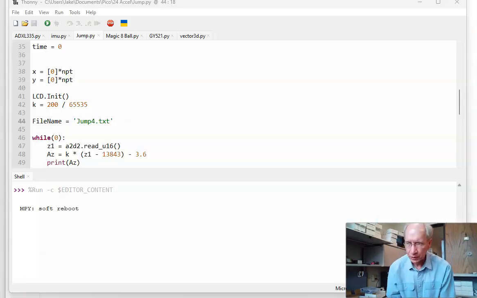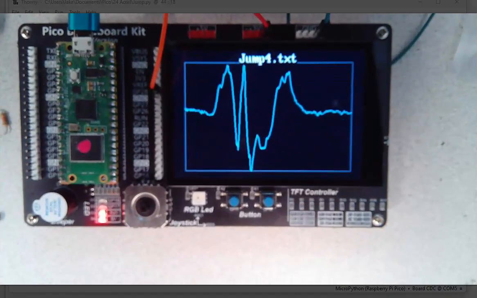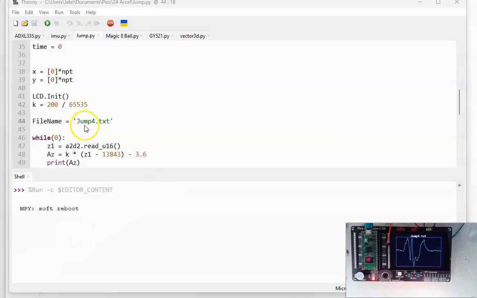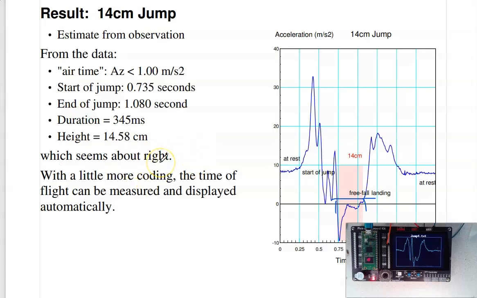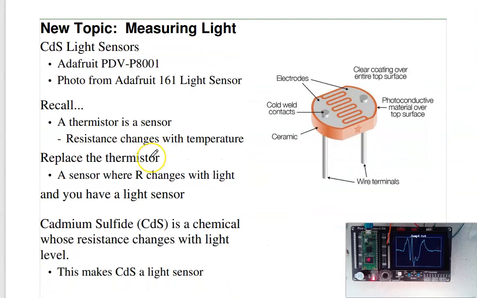Okay, so let's try that. Crouch down, hit the button to start the recording. Jump. And there's the recorded acceleration in the z direction. That also creates a file. I can take that file, open it, and find the time that I'm below 1, or with some coding, I could do that automatically: find the time where the acceleration is less than 1 meter per second squared, calculate the time and the distance, and find out how high you can jump. So those are some things you can do with accelerometers.